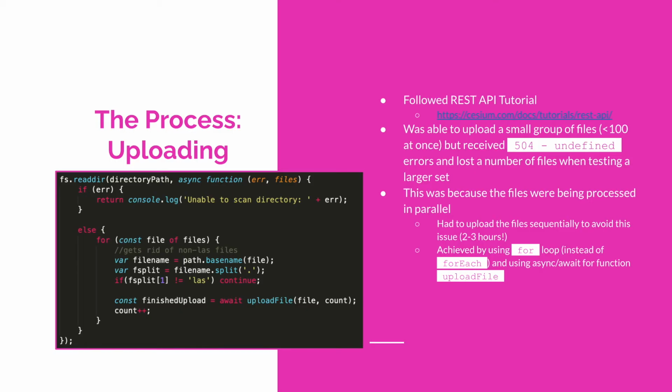The next step was uploading the data. I followed the linked REST API first and was able to upload small batches of files, 100 at most. However, when attempting to upload a larger batch of 1,000 files, numerous 504 gateway errors were received. This was due to the files being processed in parallel. To amend this, the files were uploaded sequentially by using a for loop instead of a for each with async await on the upload file function.